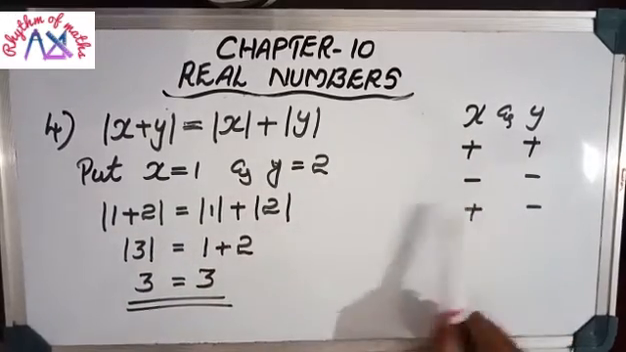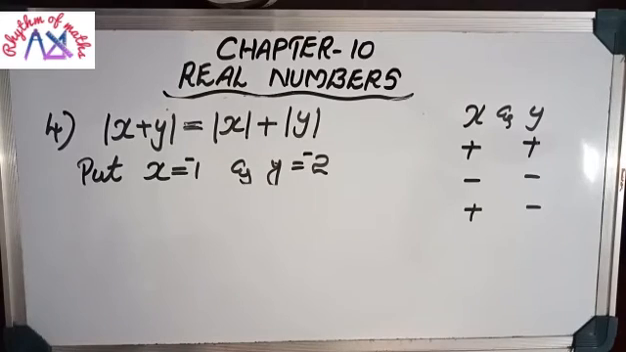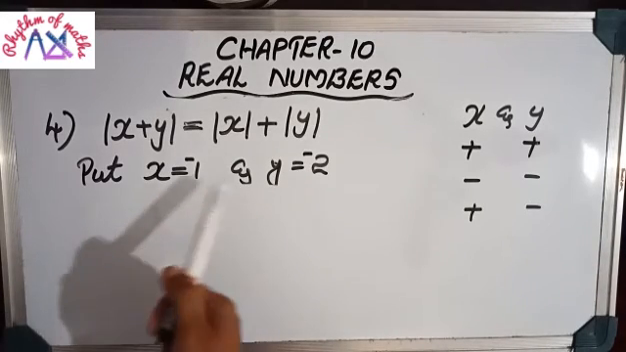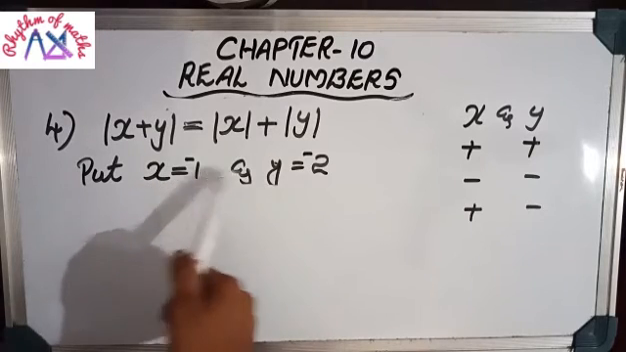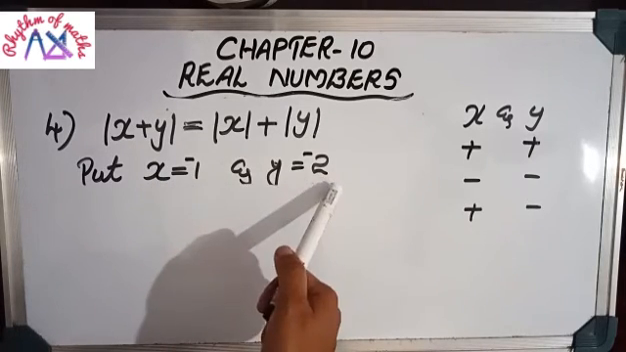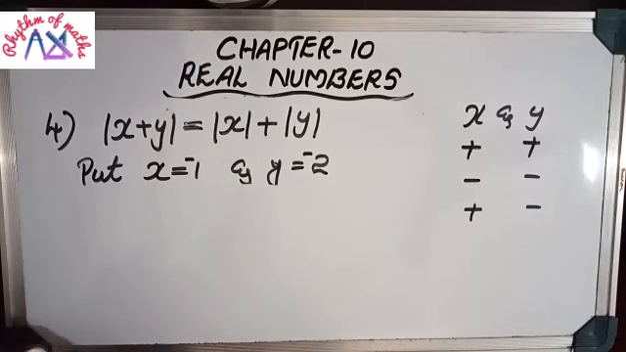Now let's check with negative numbers also. To check the negative numbers, let's take the same numbers with negative signs. The previous case was +1 and +2. Here I am taking -1 and -2. Instead of this 1 and 2, you can choose any number. You will get the same answer.